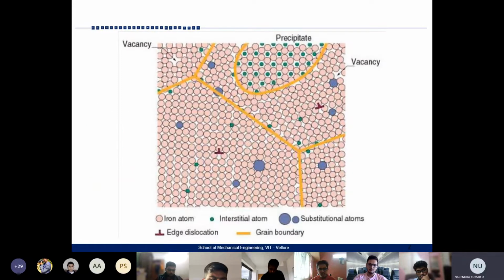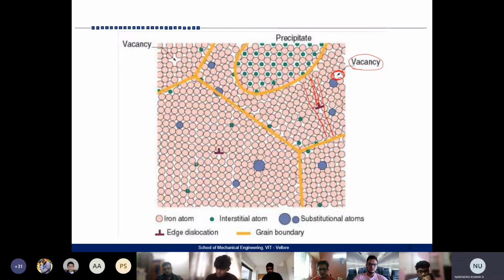If you see this diagram, there are a lot of defects: point defects, linear defects, and plane defects. Here, one atom is missing. That type is called a vacancy. Here, this is one extra plane of atoms, an extra plane which is there. So it is a linear defect. Like this, there are different defects.